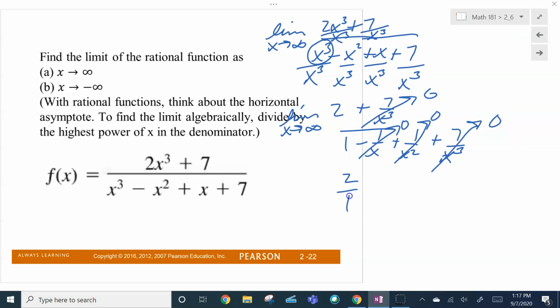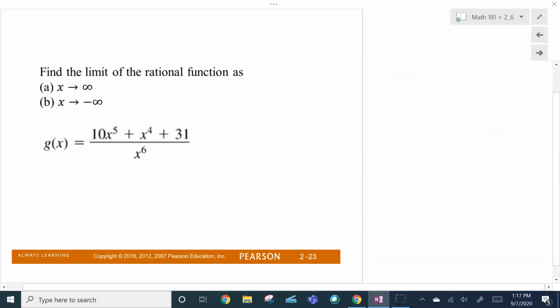So I'm left with 2 over 1. Same thing as you go to negative infinity on that. Okay. Here's another one. X to the 6, so I'm going to divide everything by x to the 6, and this is, I'm taking the limit as x goes to negative infinity on this, everything by x to the 6th. X to the 6, x to the 6.